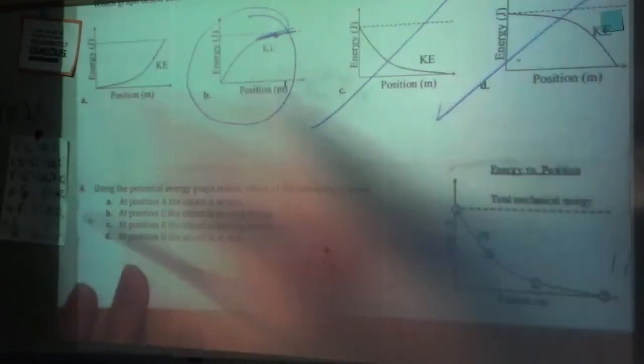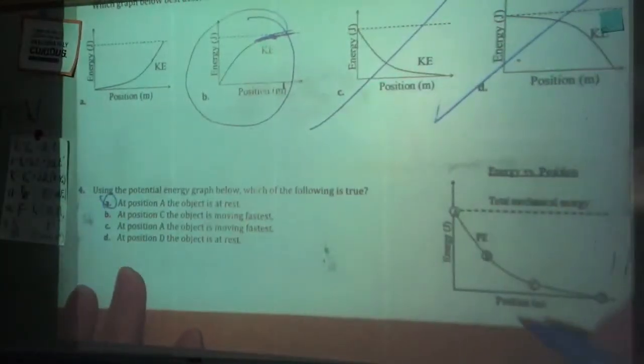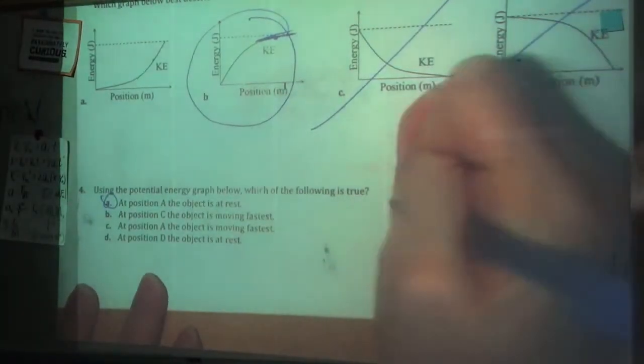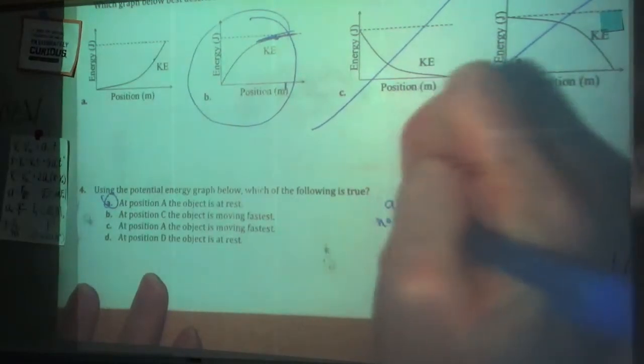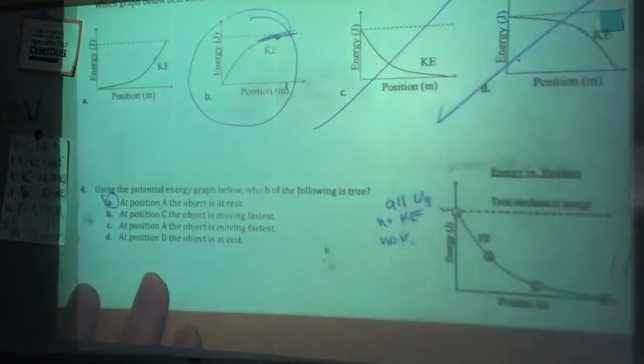And 4, using the graph, which of the following is true? Actually, nobody missed this. The object would be at rest here because this is all potential energy, no kinetic, which means no velocity. It's at rest.